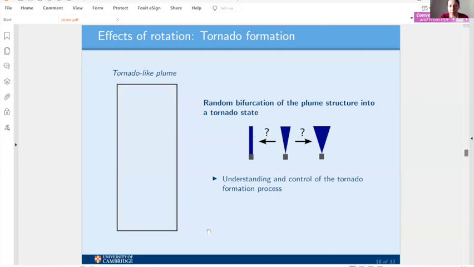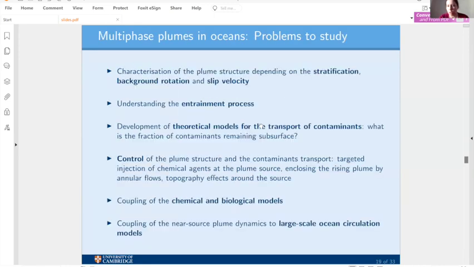in the atmosphere. Okay, and just to summarize what we can study on plumes in a rotating environment, or on multiphase plumes in oceans in general. So we try to characterize the plume structure depending on different ambient and source conditions, with the ultimate goal to develop theoretical models about how the contaminants are transported in oceans.